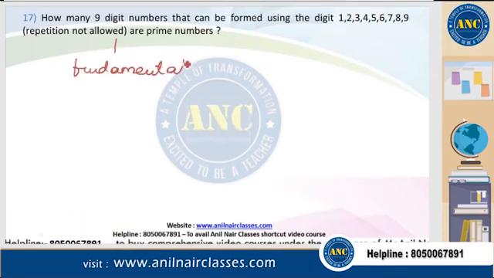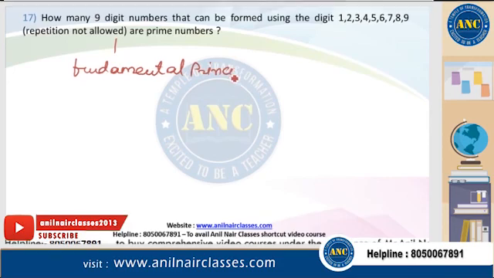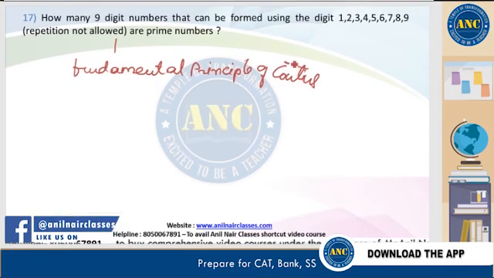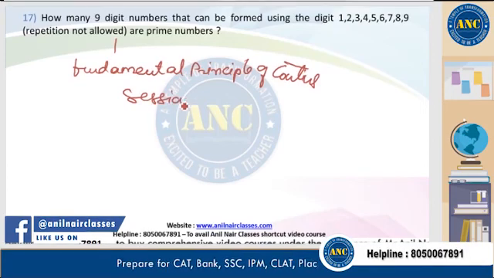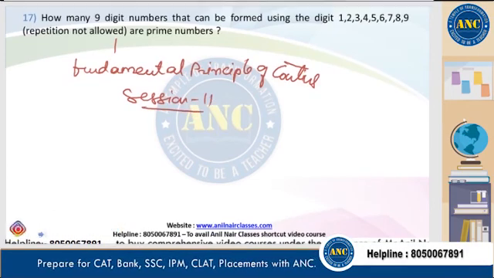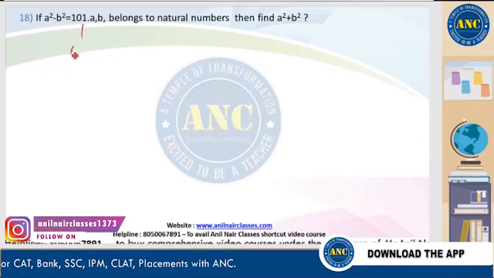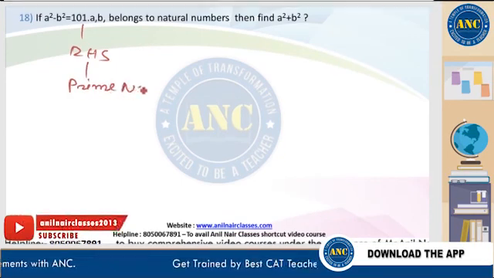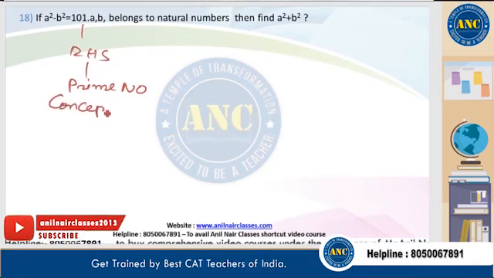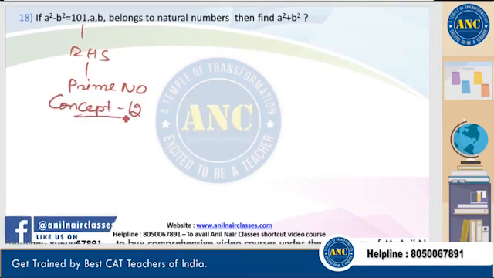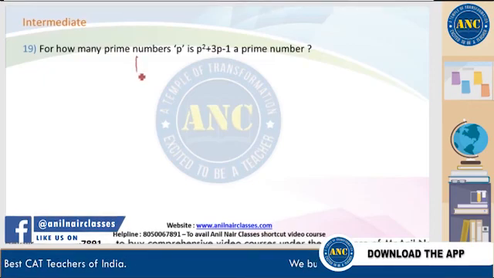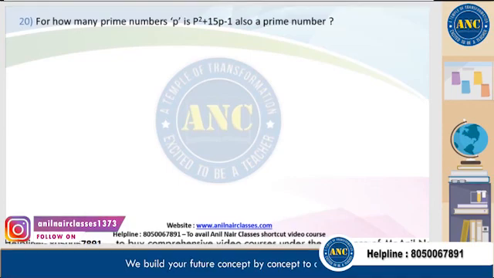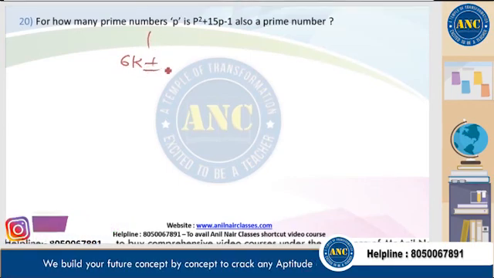The fundamental principle of counting, concept 11. This we also covered in the afternoon session. Fundamental principle of counting. Next one: what if the right hand side is a prime number? Concept 12. Again 6k plus or minus 1 concept, intermediate level question. Again a 6k plus or minus 1 question.